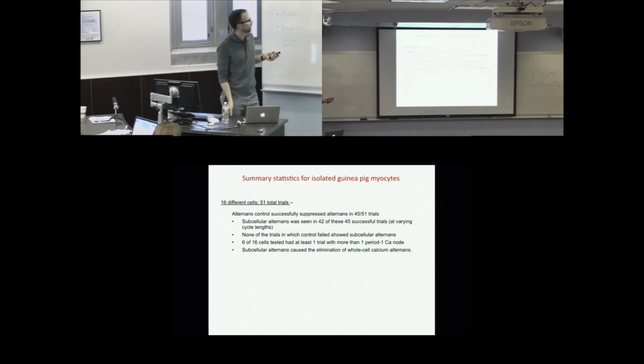So we did this in 16 different cells, and on those 16 different cells, 51 trials. Of those 51 trials, the alternans control was successful in that it was able to suppress the APD alternans in 45. Of those 45, 42 of them showed subcellular alternans, and this was done at varying cycle lengths. None of the trials in which control failed showed subcellular alternans. 6 of the 16 cells tested had at least one trial with more than one period 1 calcium node, and I'm going to talk about that more on the next slide. And subcellular alternans always coincided with the elimination of whole cell calcium alternans, and I would contend that it caused it.